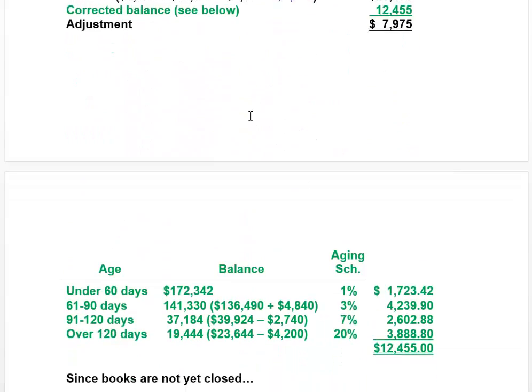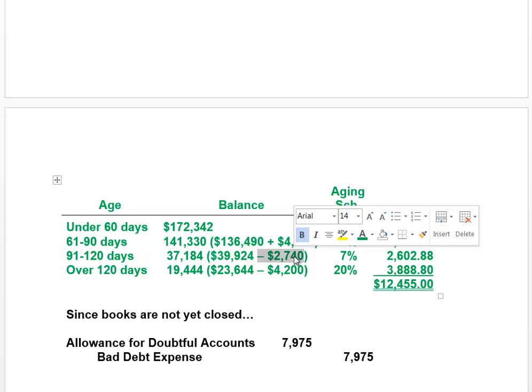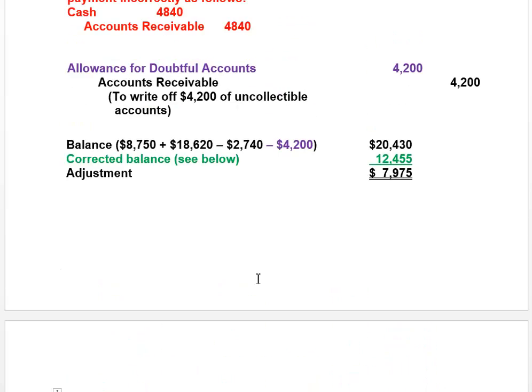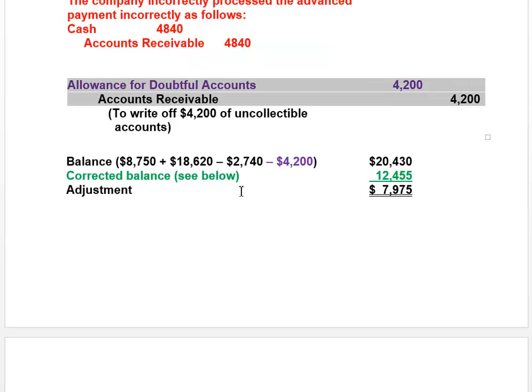Because we know it fits in with the 91 to 120 day classification, we're going to reduce it, because of the credit to the AR in the correcting entry, by $2,740. So now the new balance in that classification, which is $37,184, is going to be multiplied by 7% to give us $2,602.88. You'll remember that we said that in order to do the write-off, there was no entry made for the write-off. So we were going to credit the accounts receivable in the write-off entry for $4,200.